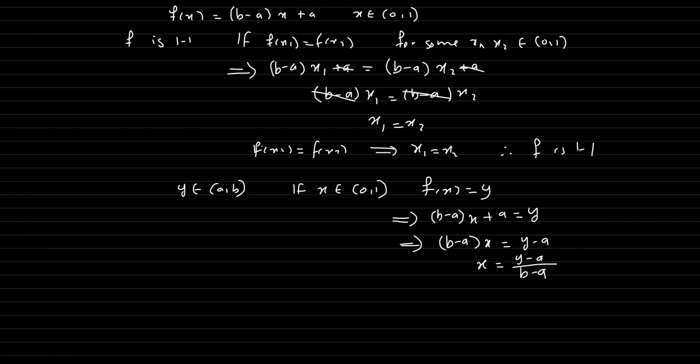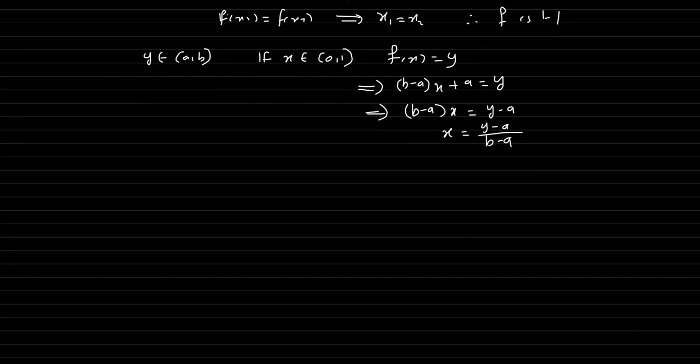So if we choose x equal to (y minus a) by (b minus a), then f of x will be equal to y for any y in the open interval (a, b). So each point in the open interval (a, b) has a pre-image in the open interval (0, 1).